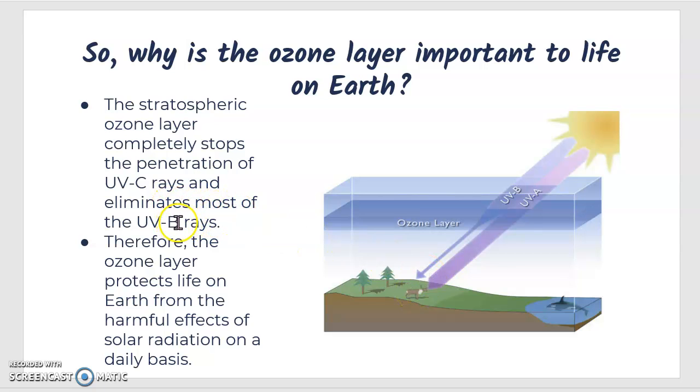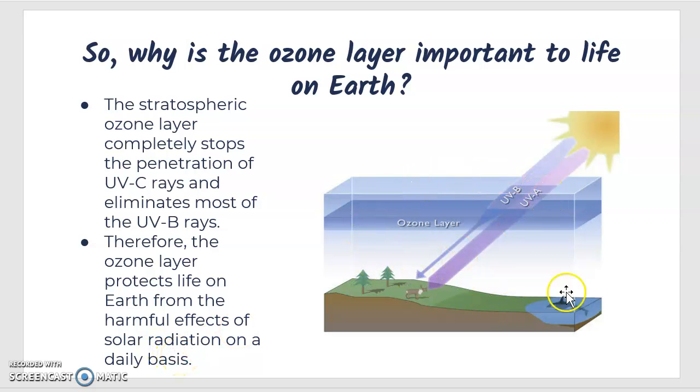Eliminated most of UVB rays. So the UVB rays can enter and pass through the ozone layer, but not that much, whereas the UVA rays can enter the ozone layer. Therefore, the ozone layer protects life on Earth from the harmful effects of solar radiation on a daily basis.